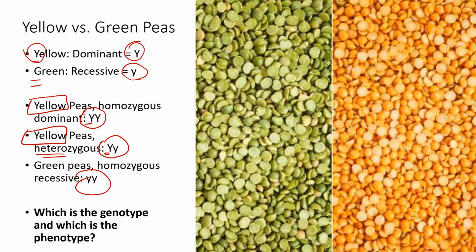The genotype are these right here. So I'm going to do this. What is the genotype? The genotype is this, this, and this. The phenotype is yellow and green. That's it.